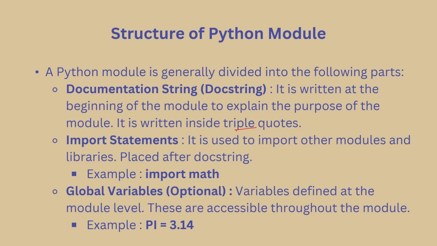Import statements. They are used to import other modules and libraries, placed after the docstring. Like we say import math, so we are importing this particular module, right? Then we have global variables. These are variables defined at the module level, accessible throughout the module. Example, pi equals 3.14. So whatever global variables are present, they can be accessed throughout the module.